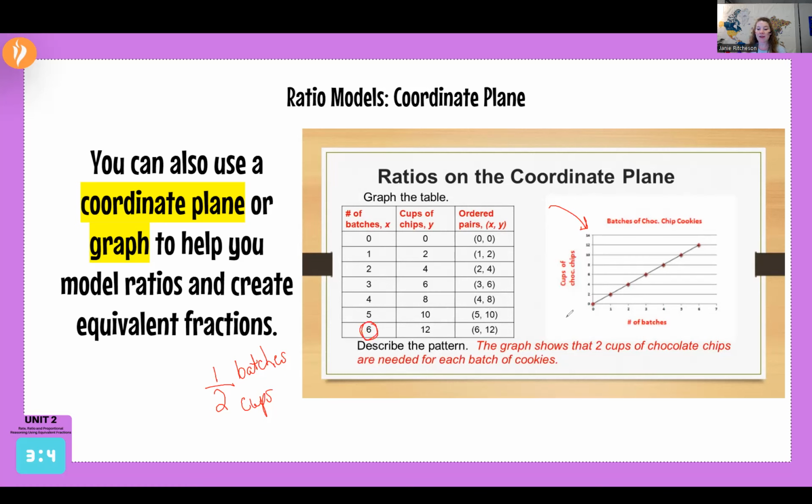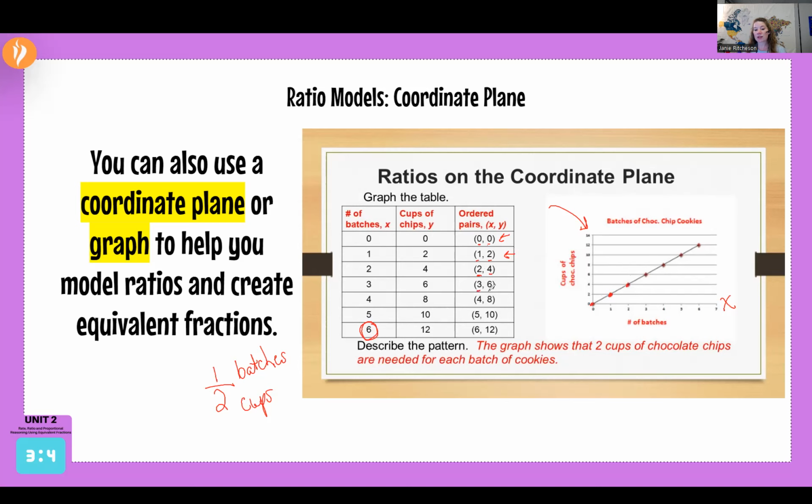So to show on the graph, on our x-axis, our horizontal axis is the number of batches, and then our y-axis is the cups of chocolate chips. If we graph these coordinates, this tells us what to do on the coordinate graph. This one tells us we don't go right or left, and we don't go up. So we put a dot at 0, 0. This one tells us from the origin to go right 1 up 2. So go right 1 up 2. There's a dot. This one tells us from the origin go right 2 up 4. So right 2 up 4.